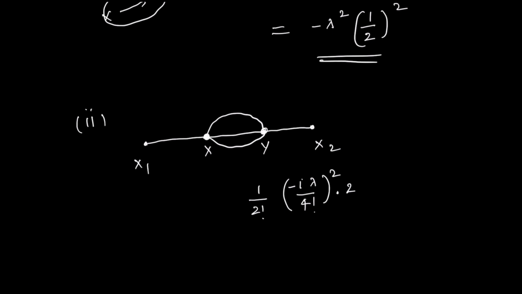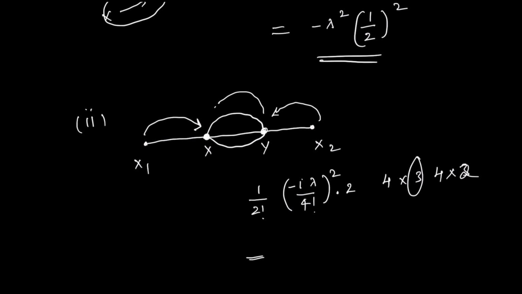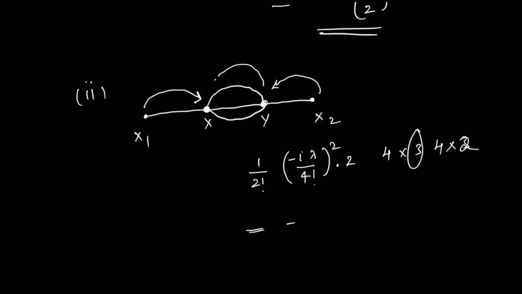Then how can I connect x1 to x? So x1 to x can be connected in 4 ways. But once I connect x1 to x, then the remaining x available to connect to y are only 3. Then how many ways can x2 be connected to y? It can be connected in 4 ways. But once I connect it in one way, then one way is gone. Then for connecting the remaining y to x, you have only 2 ways, because one is already connected. Here also we chose one, so only 2 is available, right? Which means I can simplify this to minus lambda square by 3 factorial. Okay, similarly I'll do one more.